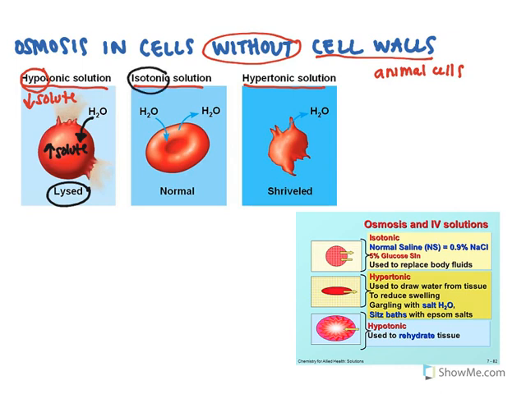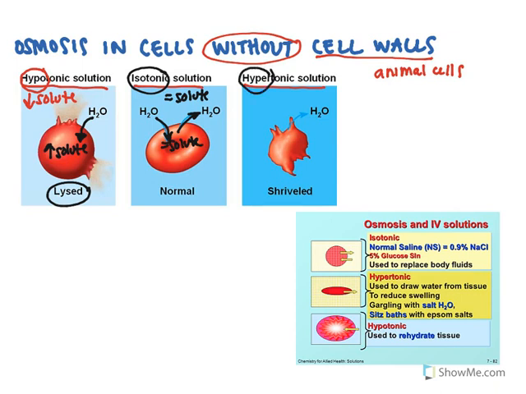In an isotonic solution, iso means equal, we have equal solute on both sides. So the solute on the outside equals the solute on the inside. Water is going to come in at the same rate it goes out. This is normal. Our cells need to be in an isotonic solution.